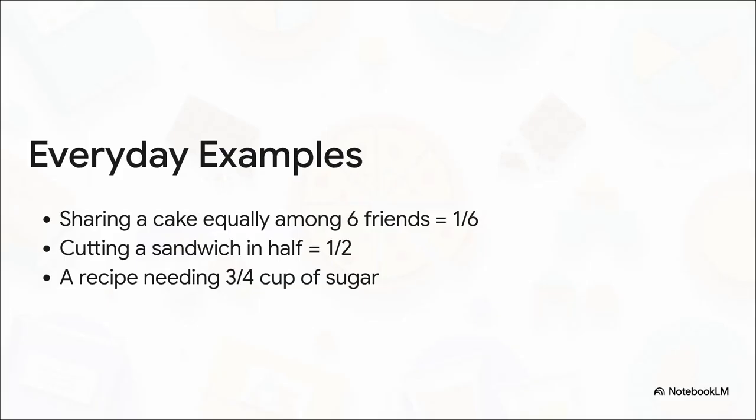To answer that question, if you're sharing that single whole cake among 6 friends equally, every single person gets 1/6 of the cake. The cake is the whole, and the 6 friends, they act as the denominator. And honestly, we see this everywhere. Cutting a sandwich in half and giving 1 piece away, that means giving away 1/2. Or baking a recipe that needs 3/4 of a cup of sugar, you immediately visualize a measuring cup marked with those fraction lines. These practical, everyday examples prove that fractions exist literally everywhere, from your kitchen to your lunchbox.